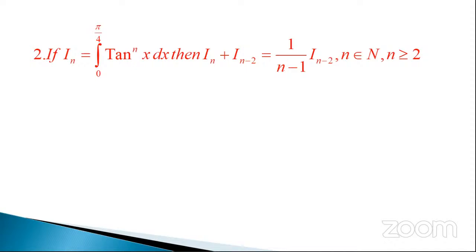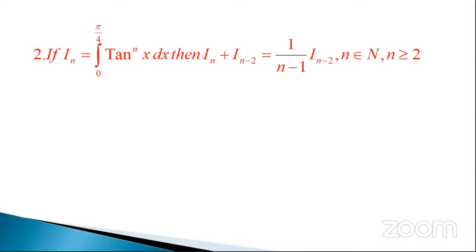In the previous session, in yesterday's class, we already completed sine to the power of nx and cos to the power of nx dx. The remaining trigonometric functions are tan to the power of nx, cot, sec and cosec. We will discuss them in this session.